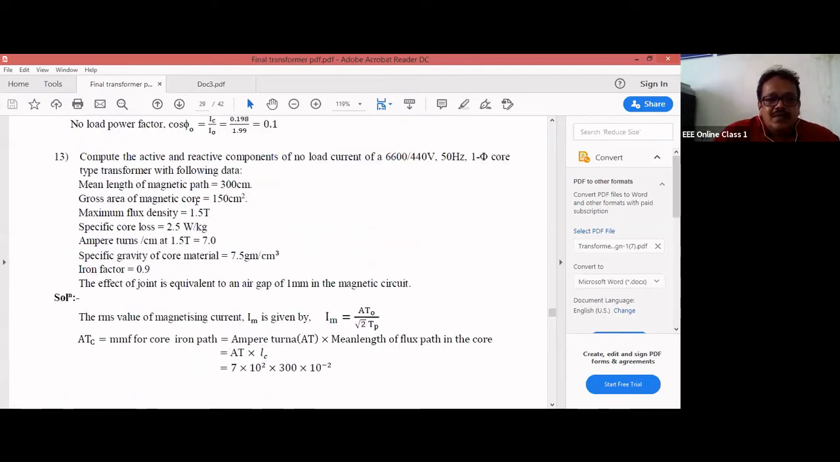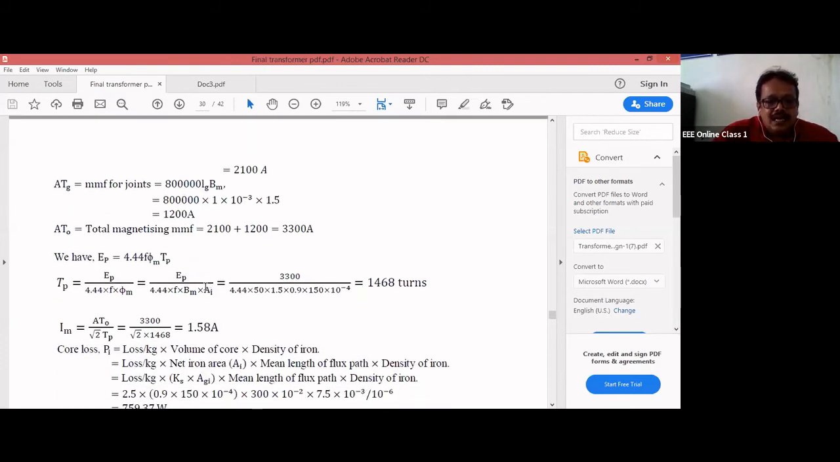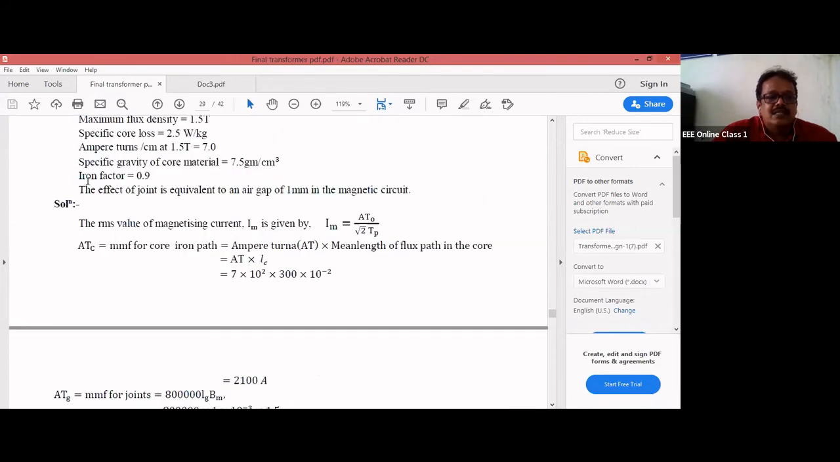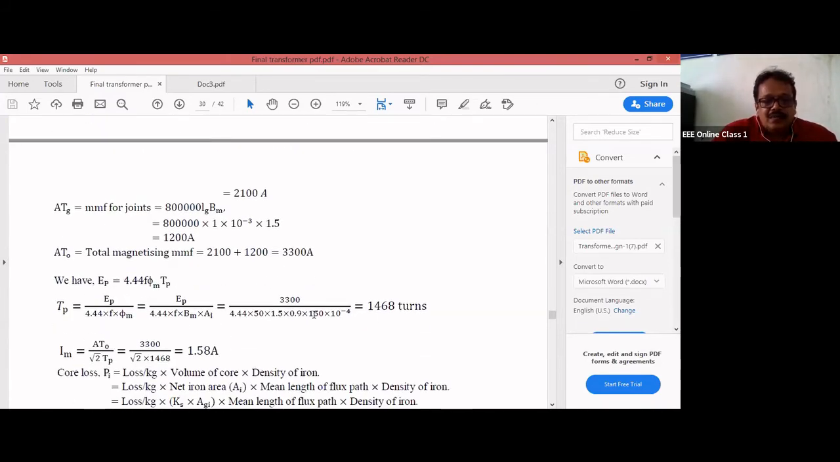Gross area of the magnetic core is nothing but your AGI. AI is nothing but Ks into AGI, where Ks is your iron factor. So this AI calculates to 0.9 into your AGI.